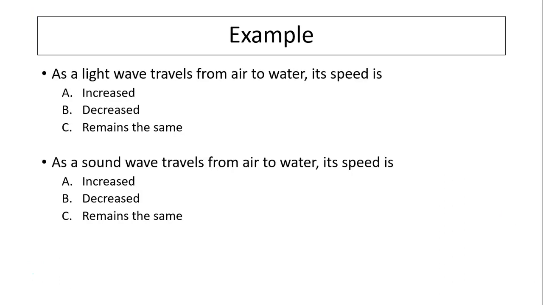Here is an example. As a light wave travels from air to water, what happens to its speed? A light wave is a transverse wave. A transverse wave travels slower in a denser medium. So in this case, water is denser, so its speed is going to decrease. On the other hand, a sound wave is a longitudinal wave. It depends on particle-particle interaction, so the denser the medium, the faster it travels. So a sound wave is going to travel faster in water.